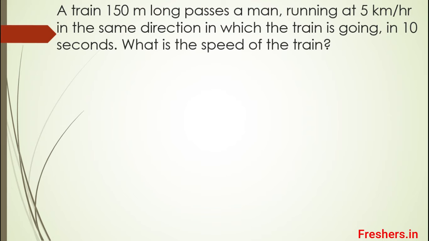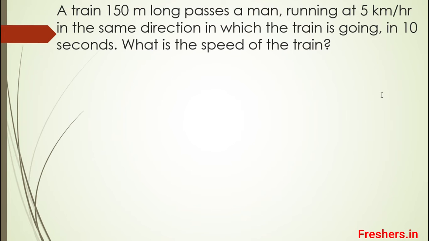So next question. A train 150-meter long passes a man running at 5 km per hour in the same direction in which the train is going in 10 seconds. So what is the speed of the train? Things to know before you answer this question.